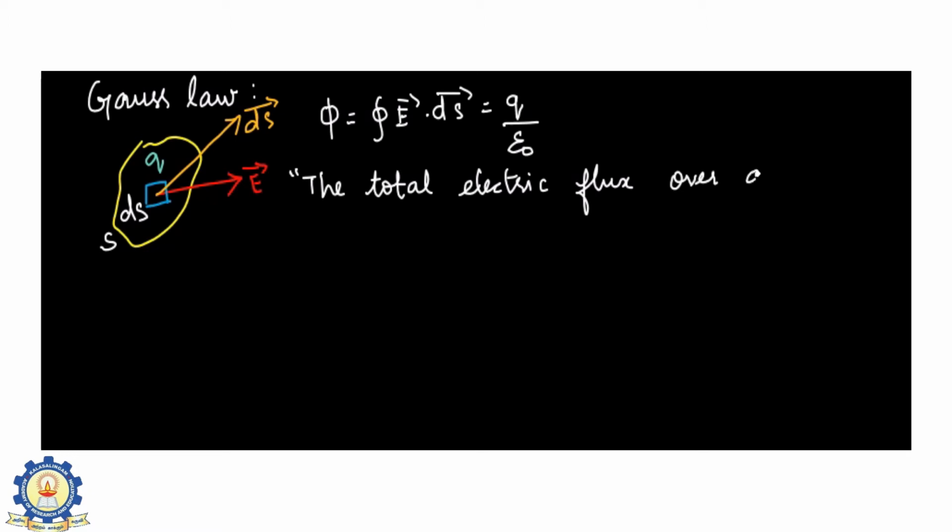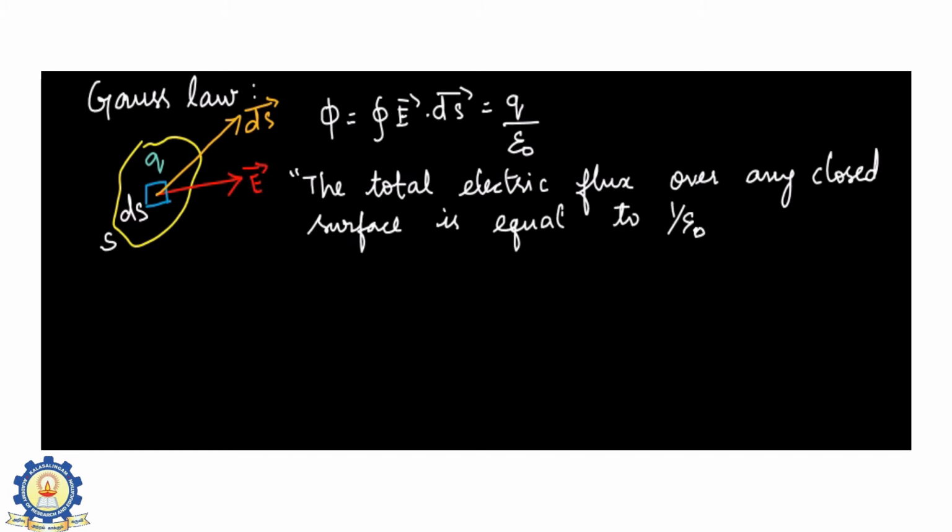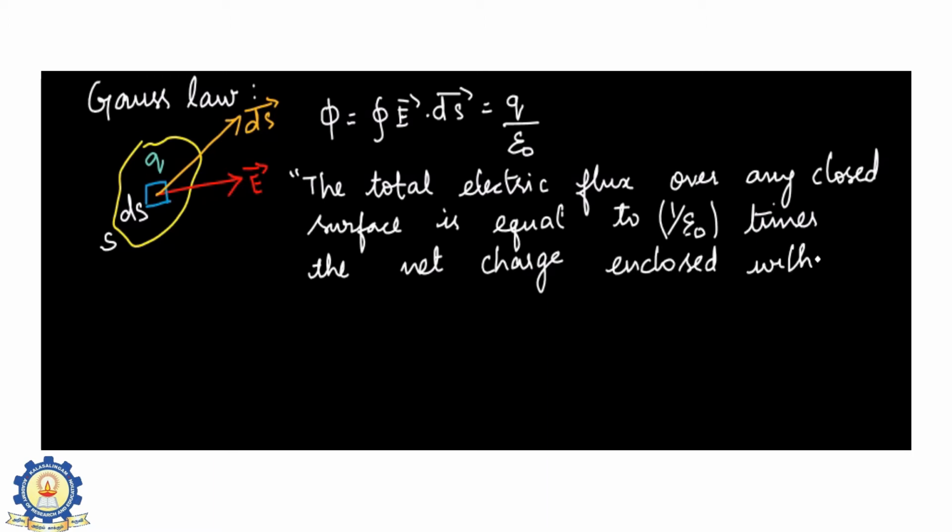The statement is: the total electric flux over any closed surface is equal to 1 by epsilon naught times the net charge enclosed within the surface. This is the famous statement given by Gauss. Let us see about the proof of Gauss law. In this we are going to consider two cases. In case 1, for a charge inside the closed surface.